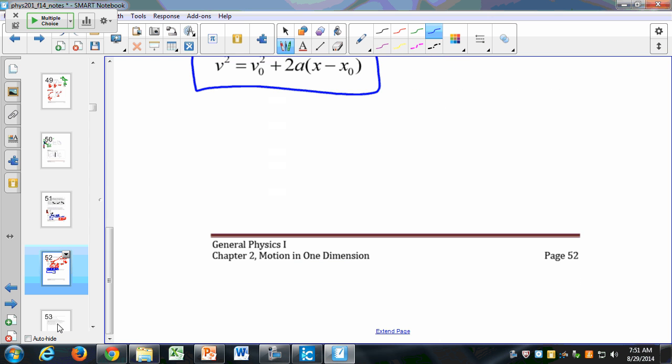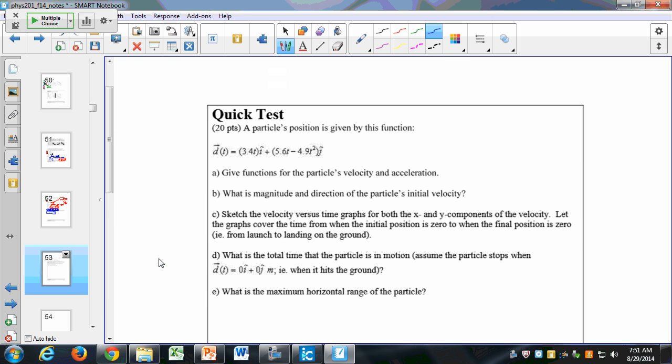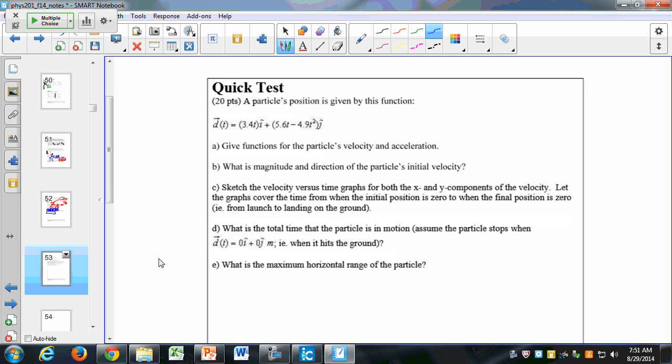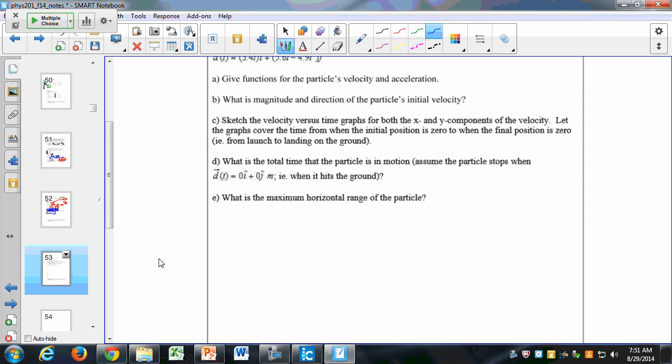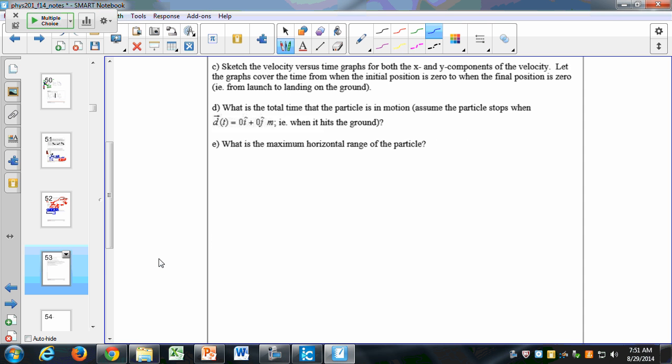All right. I'm going to skip this one. This one is really for the next chapter. I'll try to remember to come back to it, though, because this is actually 2D motion. I meant for it to be in the next chapter.